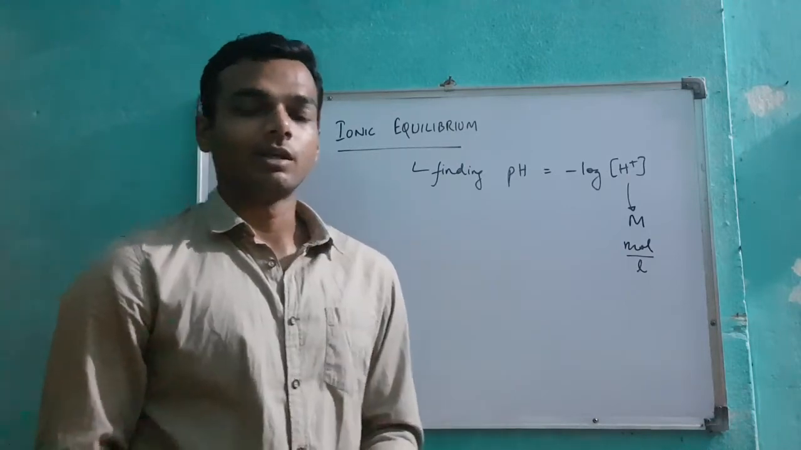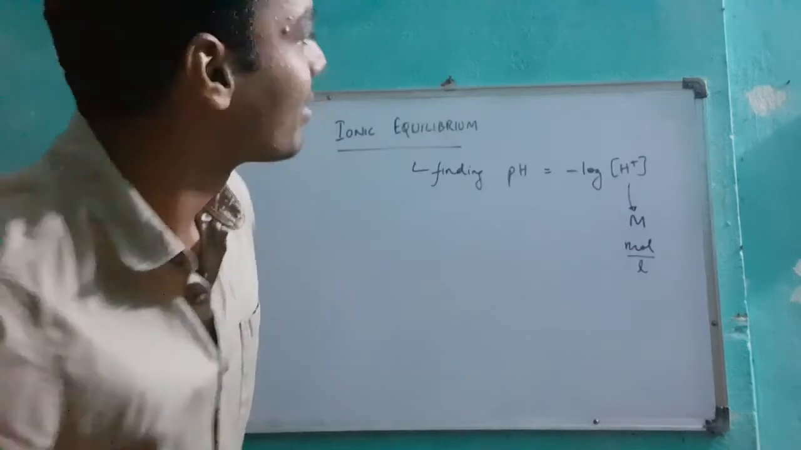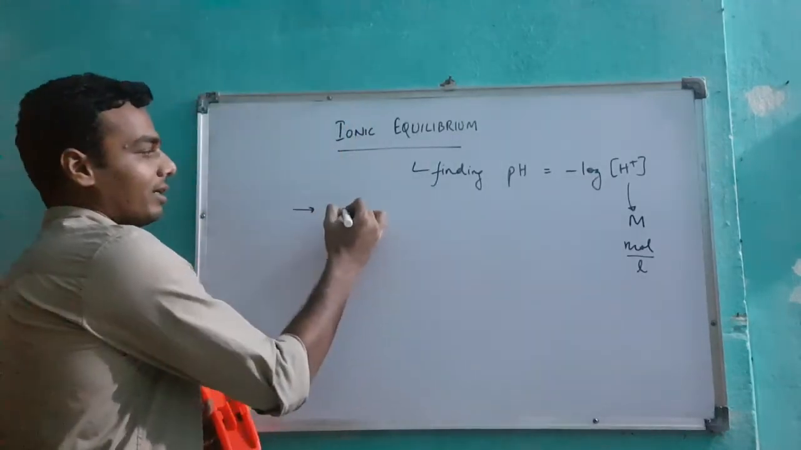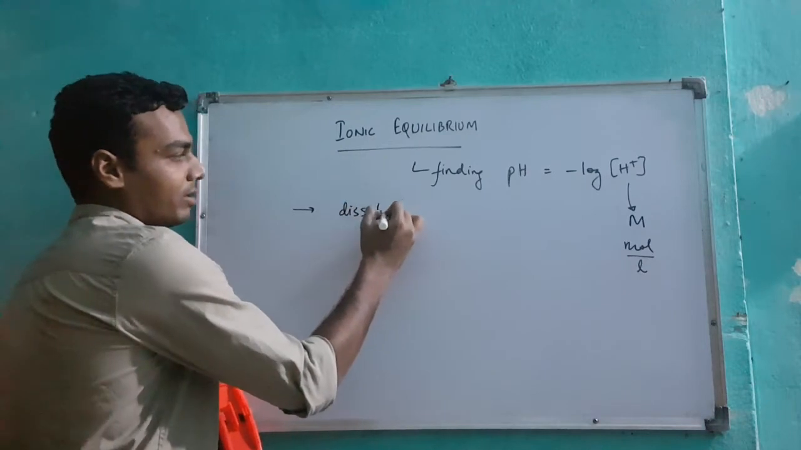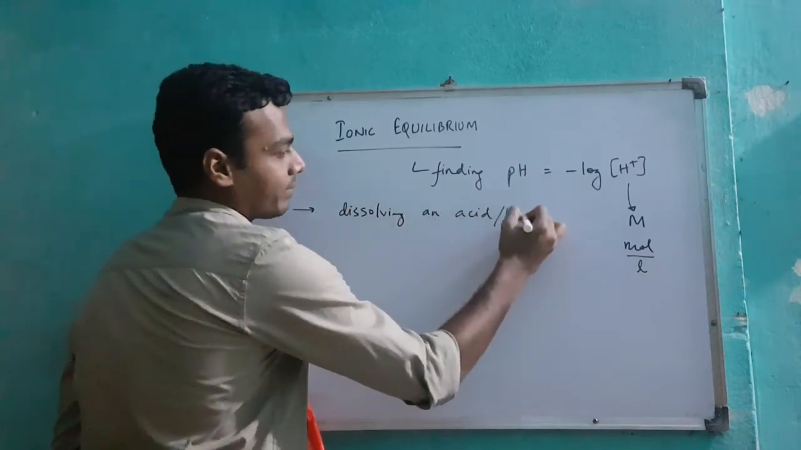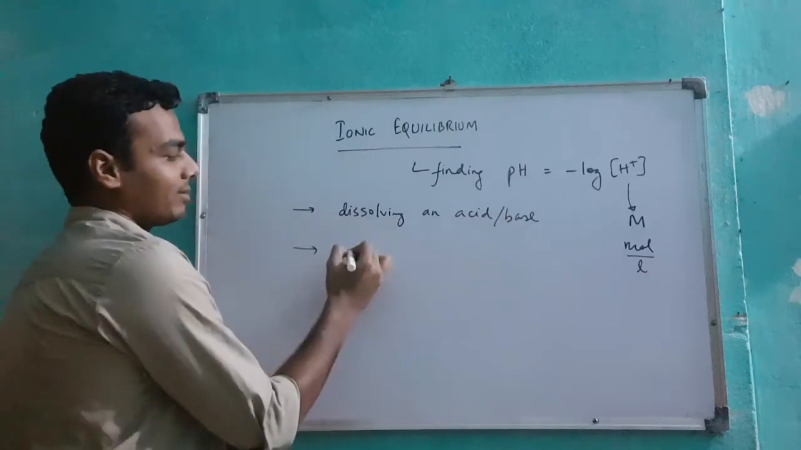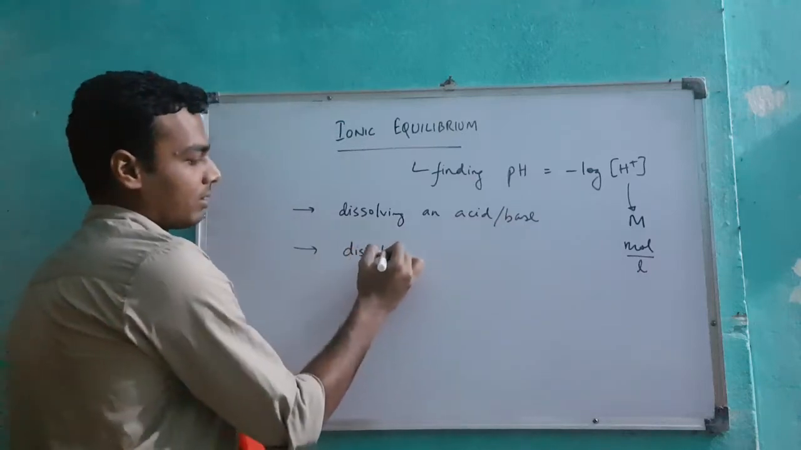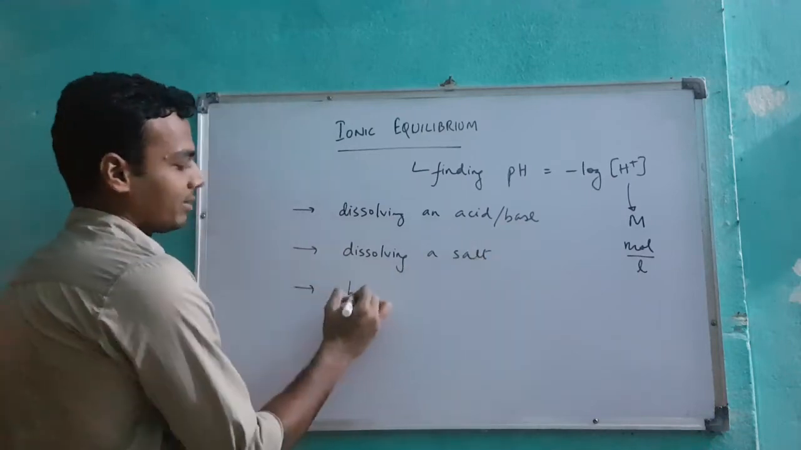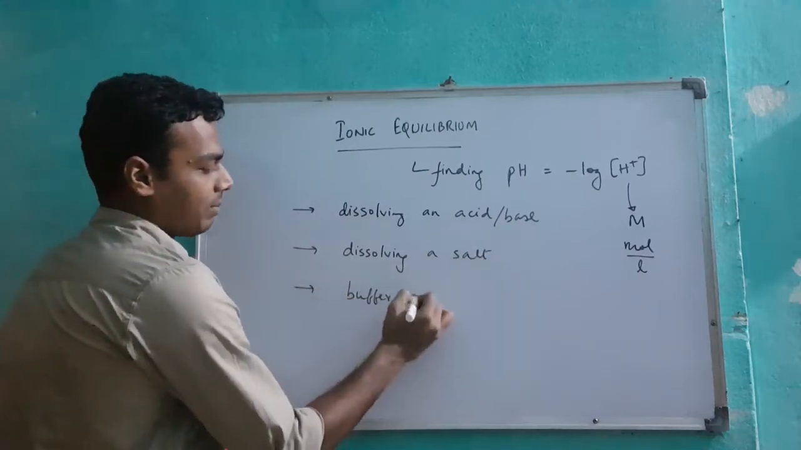Now the whole of ionic equilibrium is divided into three parts. First is dissolving an acid or base. Second, dissolving a salt. And third is a buffer solution.